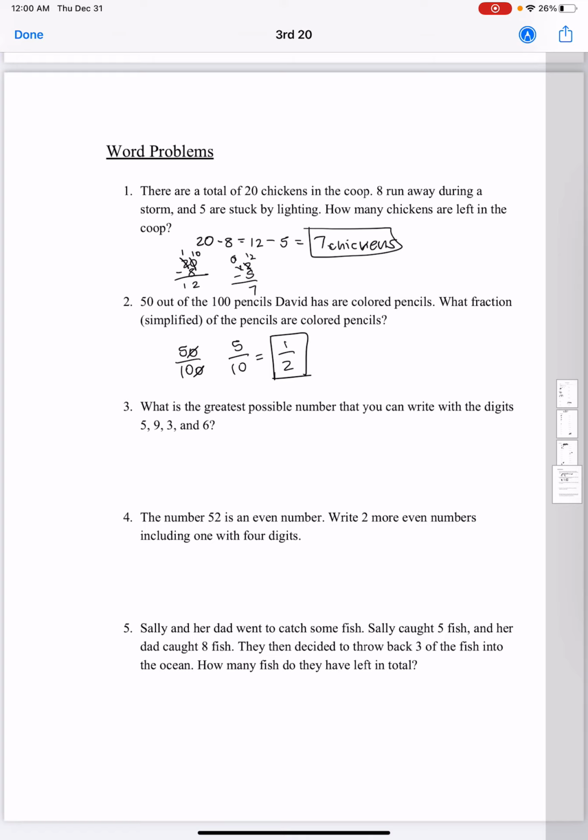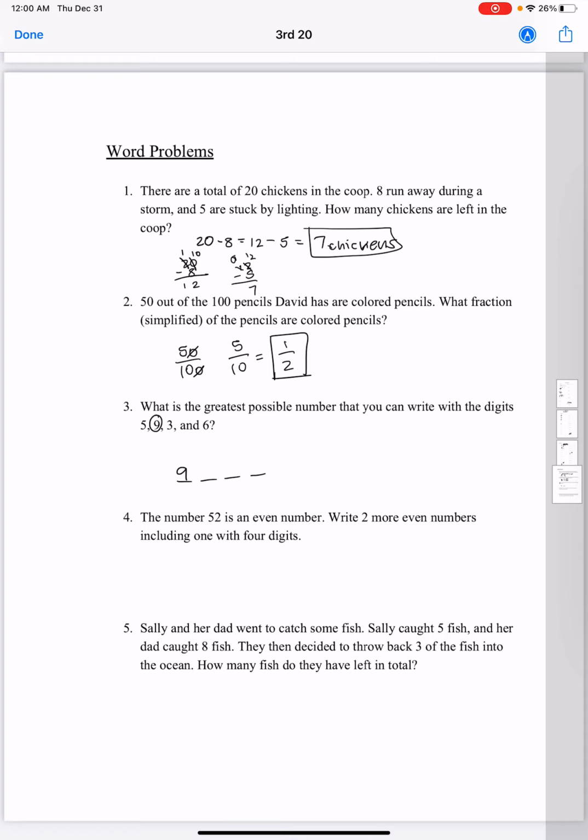Number 3, what is the greatest possible number that you can write with the digits 5, 9, 3, and 6? So the greatest possible number that you can write with these digits, you have 4 digits, and you would have to put the greatest number in the greatest spot, right? And we know that the thousands is the greatest spot, and our greatest number here is 9. So 9 goes in the thousands, and as we go right, it should become a smaller and smaller number.